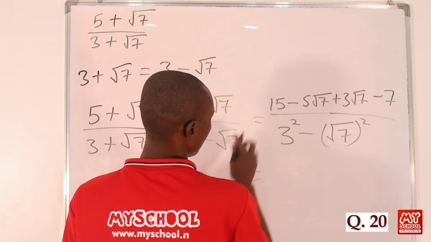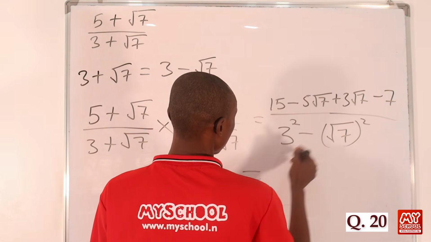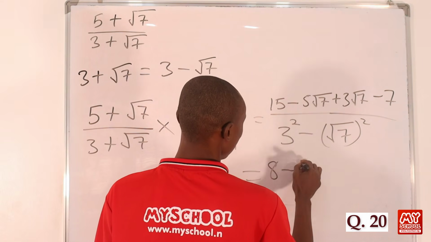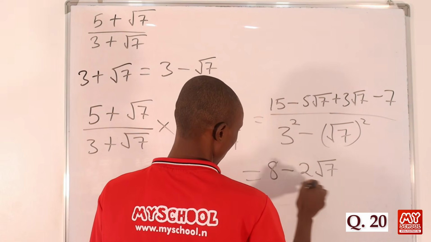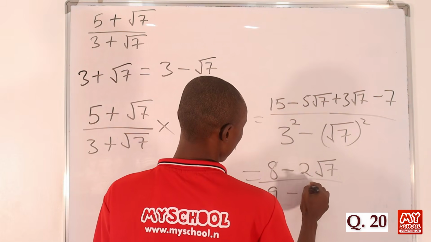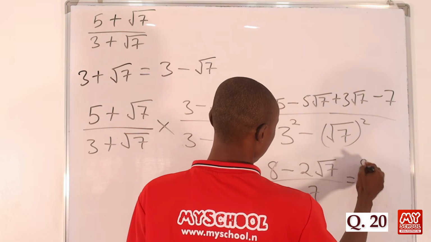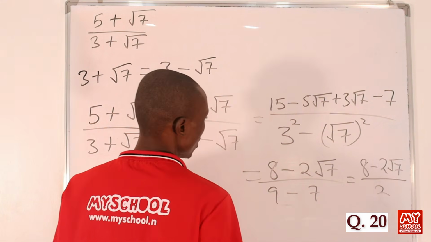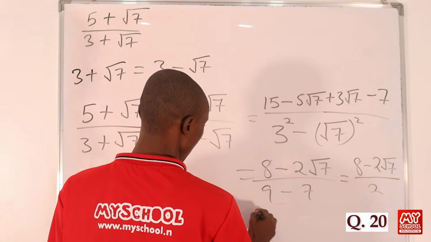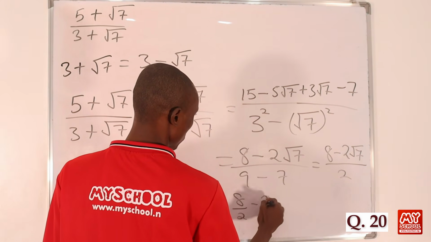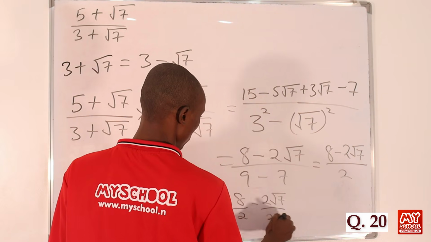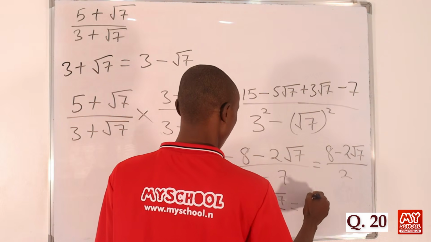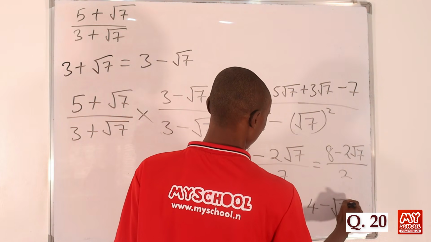Right, so let's tidy up the numerator. So 15 minus 7 will be equal to 8, and minus 5 plus 3 will be equal to minus 2 root 7. Okay, then here we'll be having 9 minus 7. So this will be equal to 8 minus 2 root 7 over 2, right? So this is the same thing as 8 divided by 2 minus 2 root 7 divided by 2. So 2 into 8 is 4, and 2 into 2 is 1. So that at the end of the day, we'll be having 4 minus root 7.